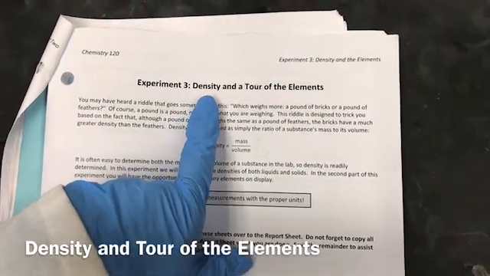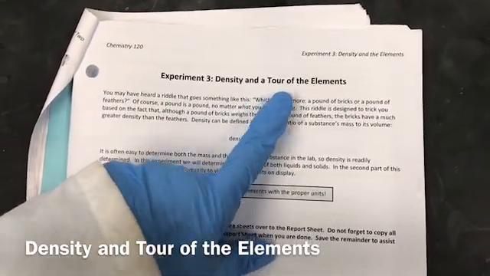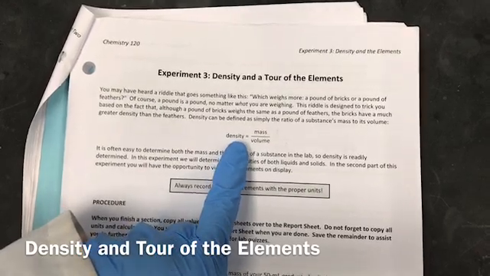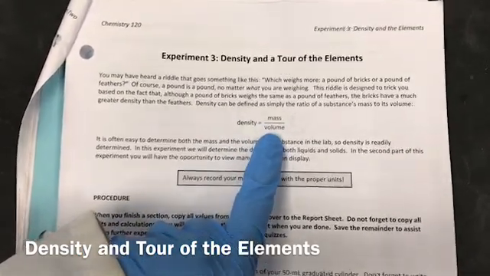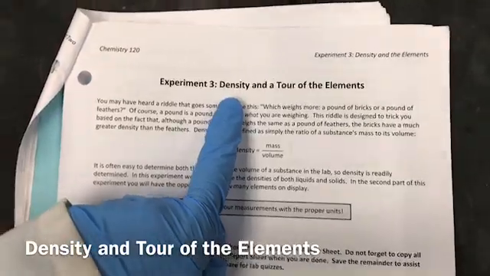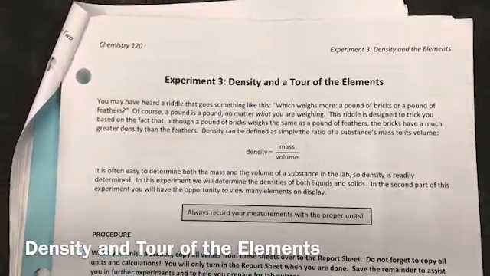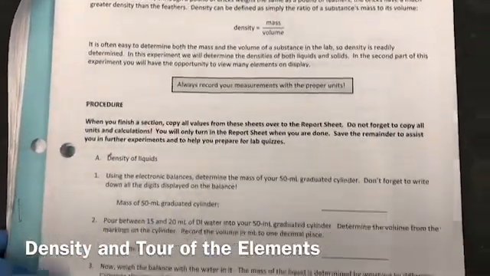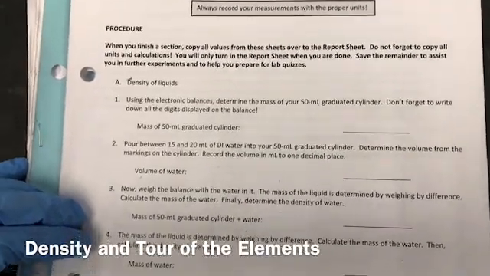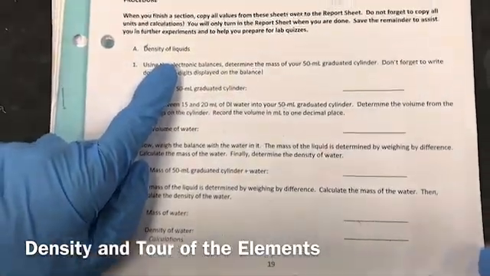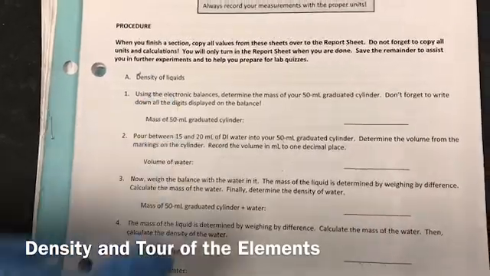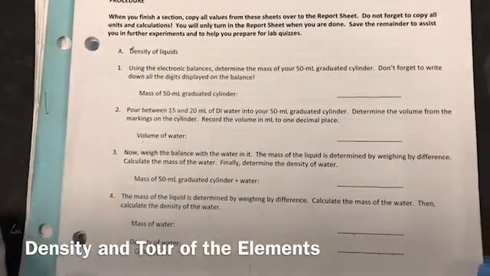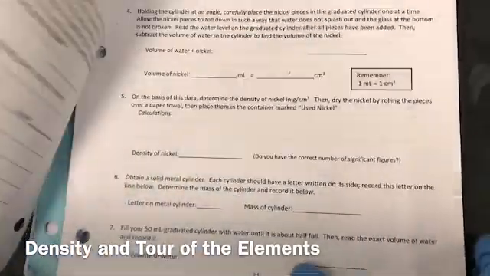Today's experiment is density and tour of elements. We already learned in lecture that density is mass divided by volume. So the first part is density, and we're going to record the density of liquids and solids both. In liquids, first of all, we'll record the density of water, and then, second, we will record the density of organic liquid.